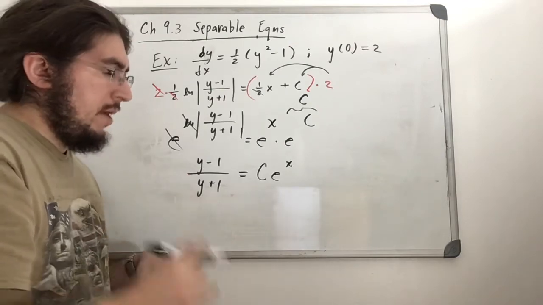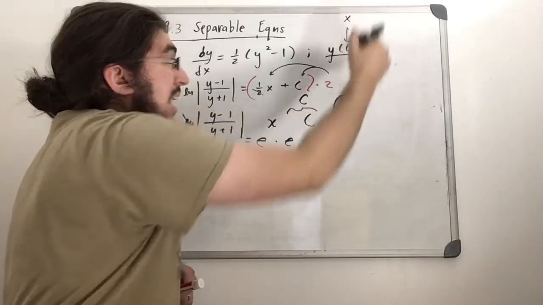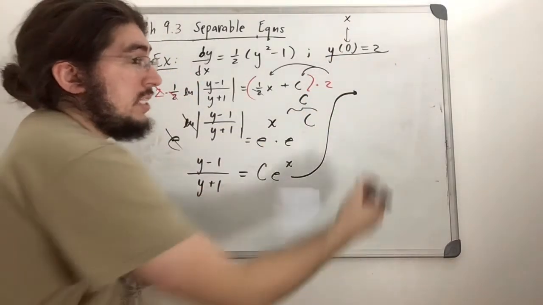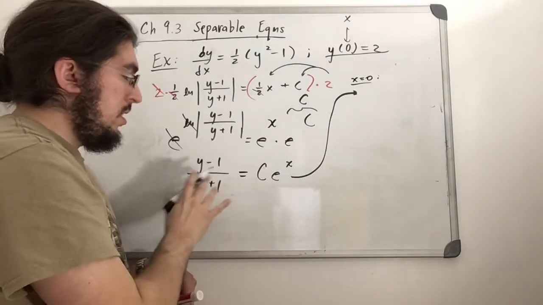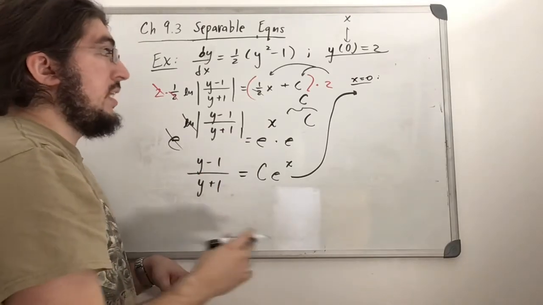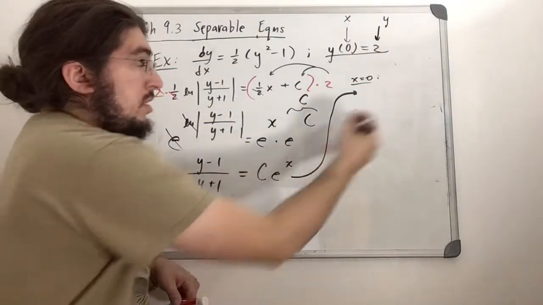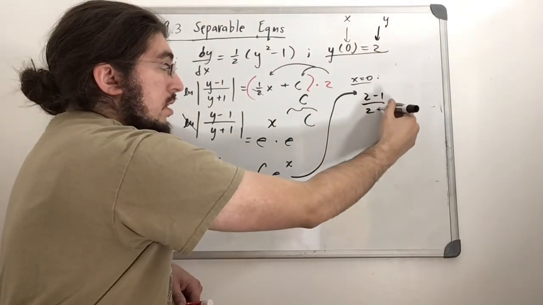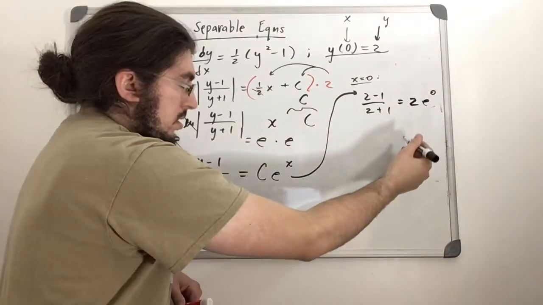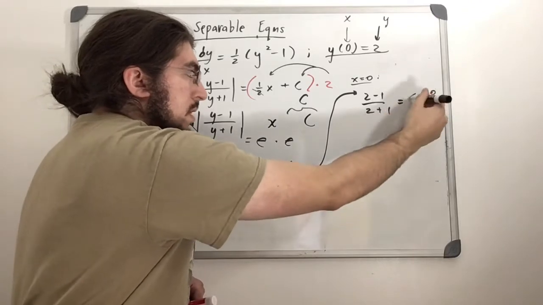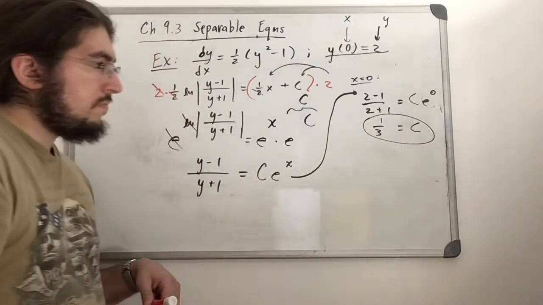Now at this point in time, we can solve for c. Yeah, I'm going to do that right now actually. So to solve for c, I'm going to have to use our initial condition, and this says x is going to be 0. So when we plug in x equals 0 into this equation, we get, well, let's see. Remember, when x is 0, y will be 2. So this is going to be 2 minus 1 over 2 plus 1 equals c e to the 0, my mistake, which is just c. And that's, of course, equal to 1/3. Great.